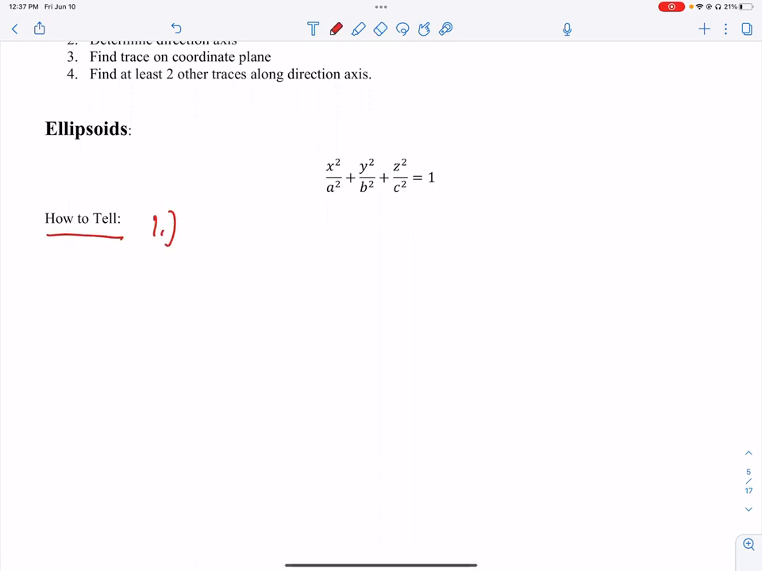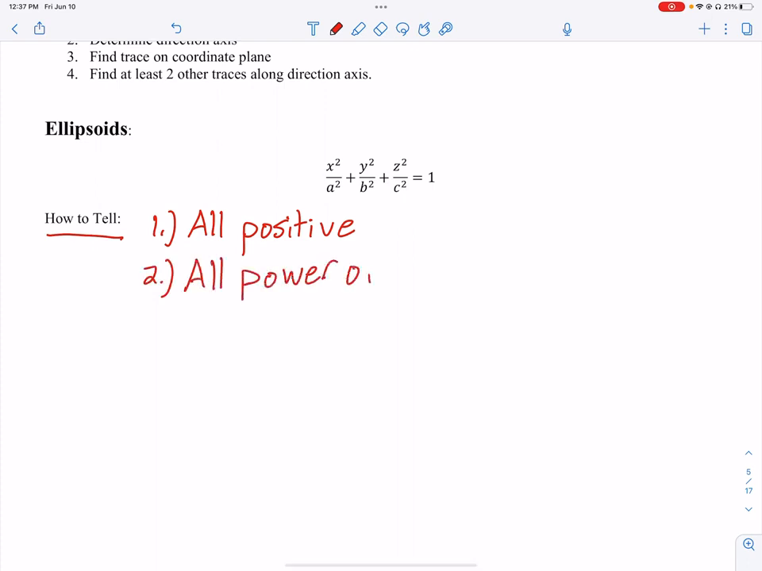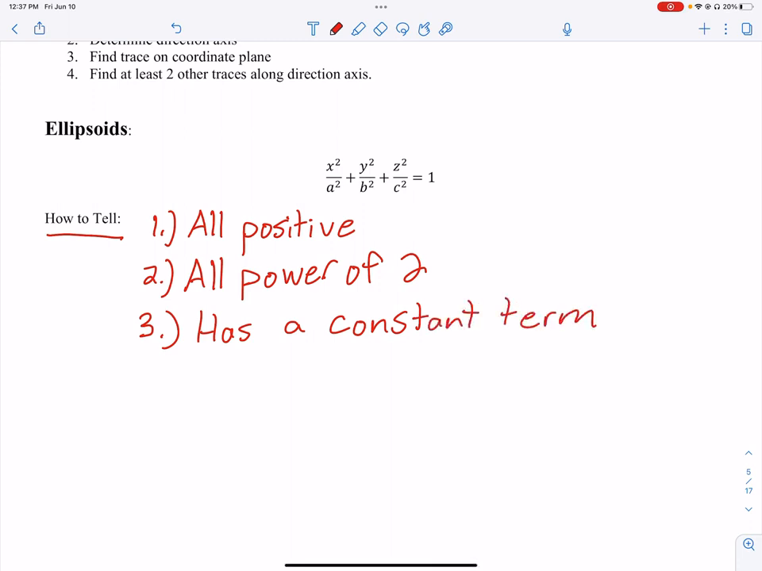So the first thing is going to be that all signs are positive. Or there's a way to make them all positive. If you can make them all positive, then this is it. The next one, all have a power of 2, except for the 1. The 1's always 1. And then 3, it has a constant term. And what I mean by constant term, I mean the 1. Not A, B, and C are going to be constants, but they're put together with the X, Y's, and Z's.